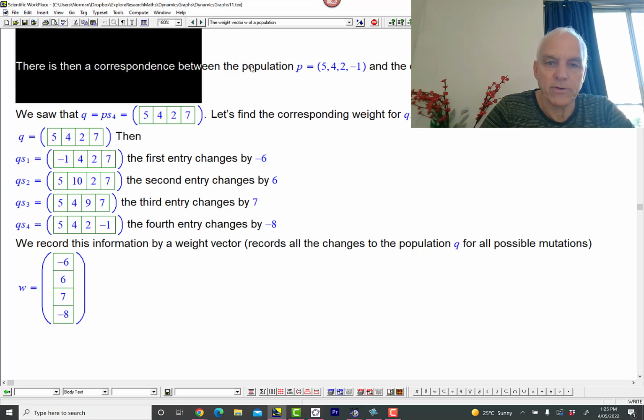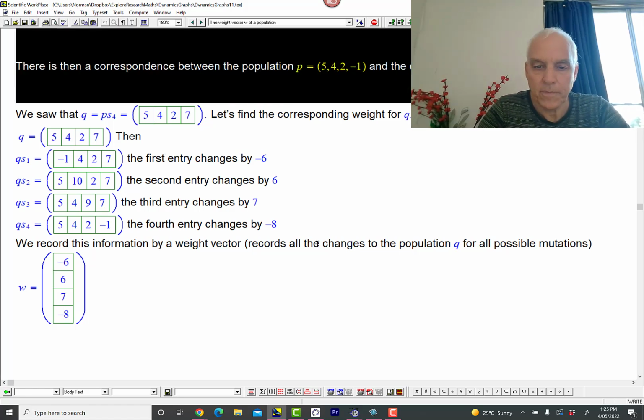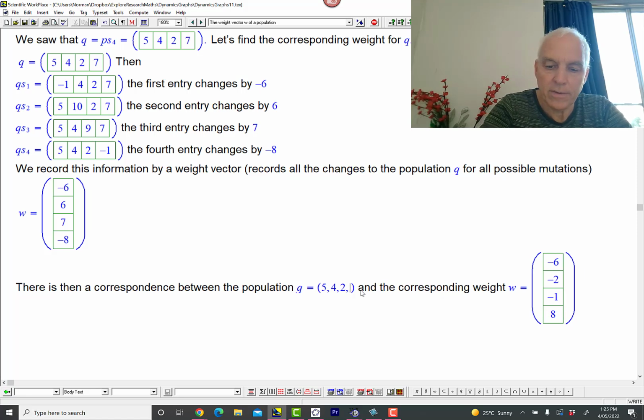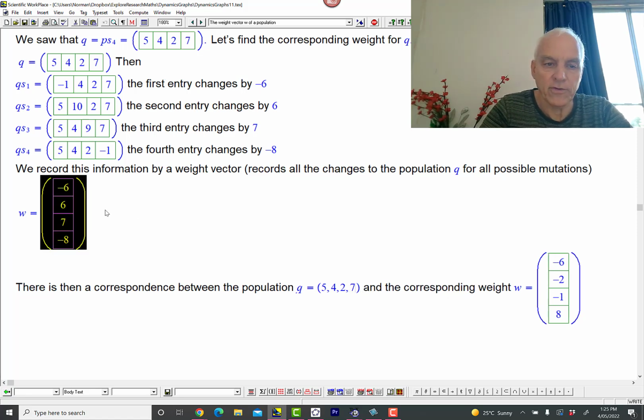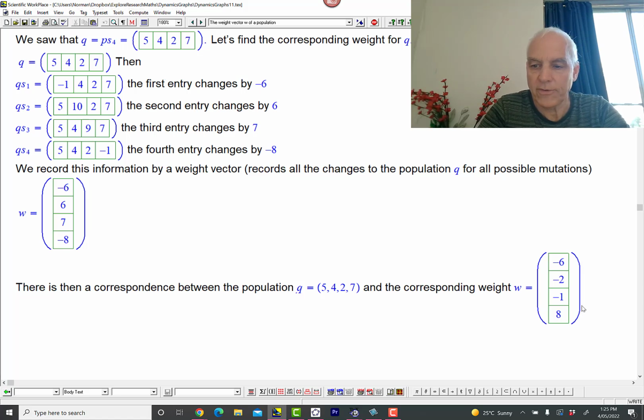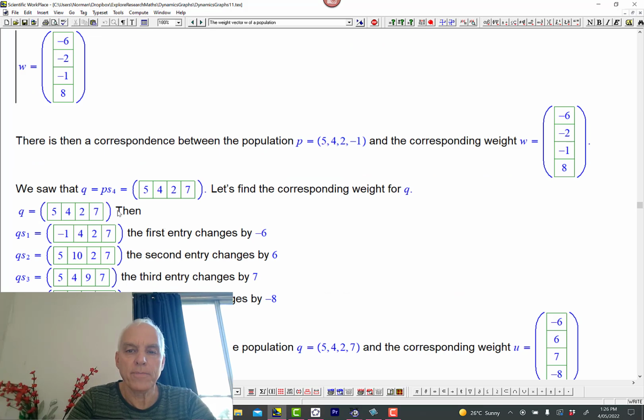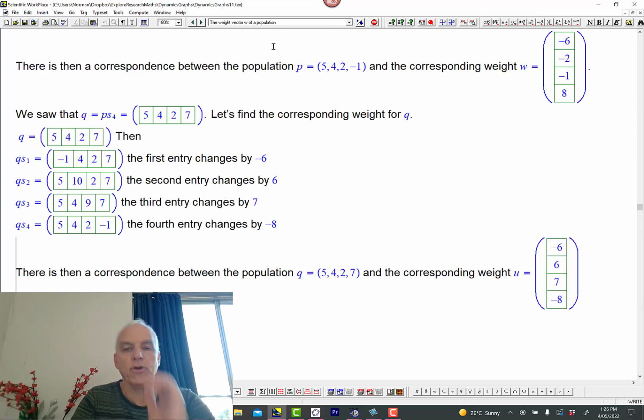Okay, so I'm going to copy this. So there's then a correspondence between the population Q, which was 5427, and the corresponding weight, which is this one here. Maybe we'll call it something else. W, say U, all right? Okay, so now I want you to observe the relationship between these two things here, okay?